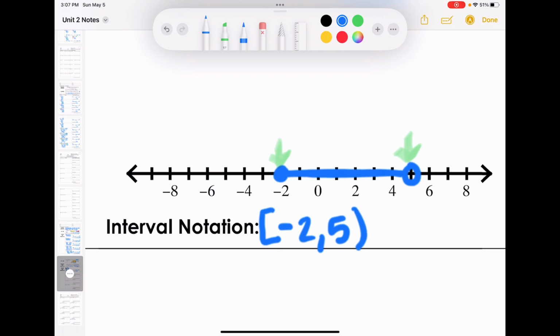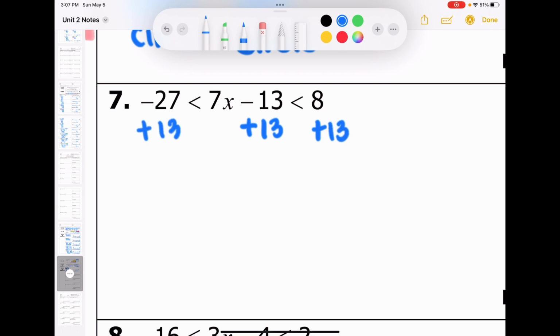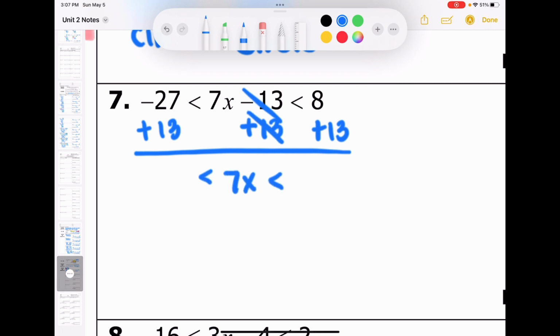All right, let's do number 7. So we have negative 27 is less than 7x minus 13, which is less than 8. So just like any other equation, I need to get that 7x by itself. So to do that, I have to move the negative 13. So I'm going to add 13 to both sides. So my 13's in the middle cancel, so I'm just left with 7x. Negative 27 plus 13 is negative 14, and 8 plus 13 is 21.